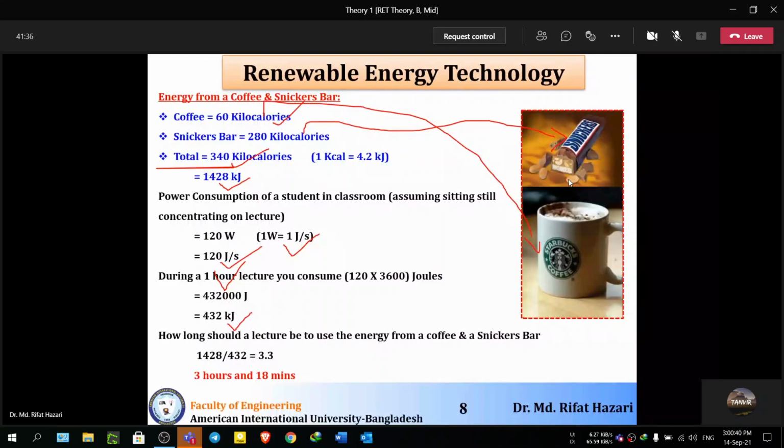Is it clear to you? Yes, sir. But this coffee must be from Starbucks, and this Snicker bar must be the original Snicker bar. If you take a Snicker bar from Puran Dhaka, it will not work. It will not give you 280 kilocalories, even though the color of chocolates and the water color of Buriganga are similar, right? If you take some water, some nuts and some cocoa beans, and make the Snicker bar, it will not give you 280 kilocalories of energy.